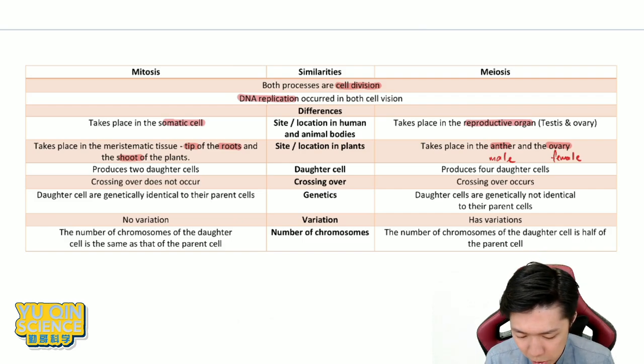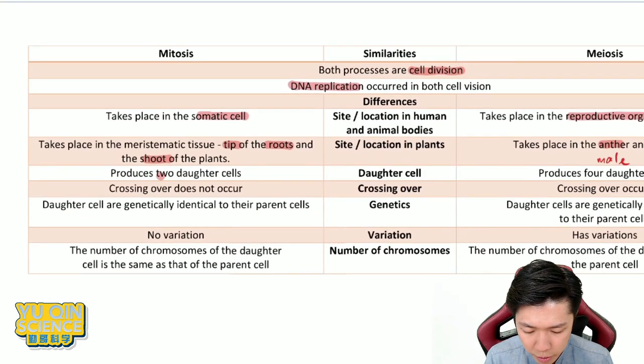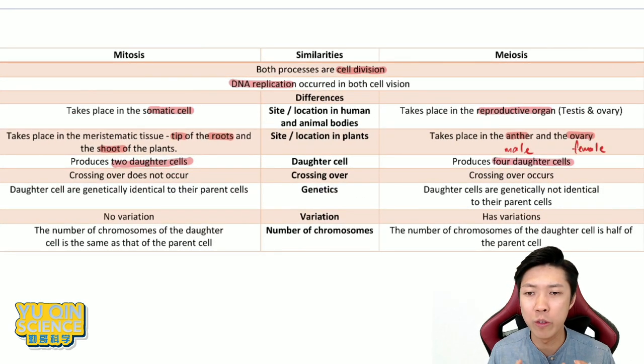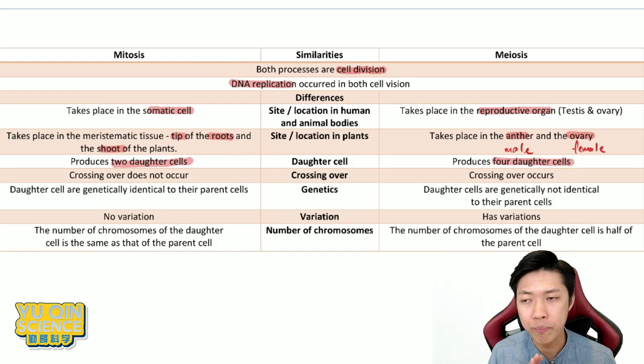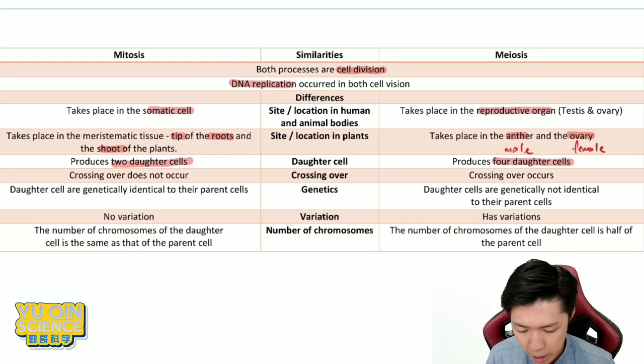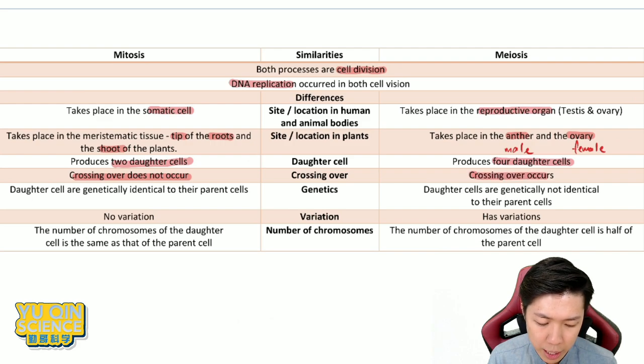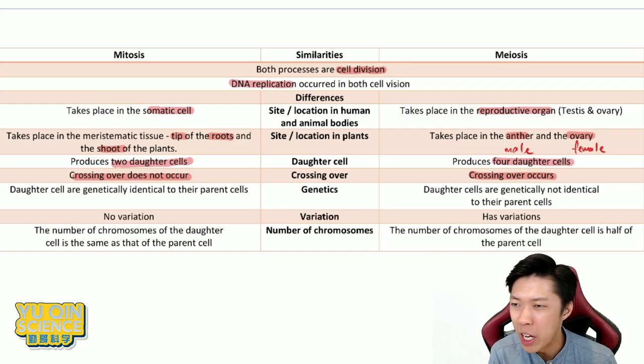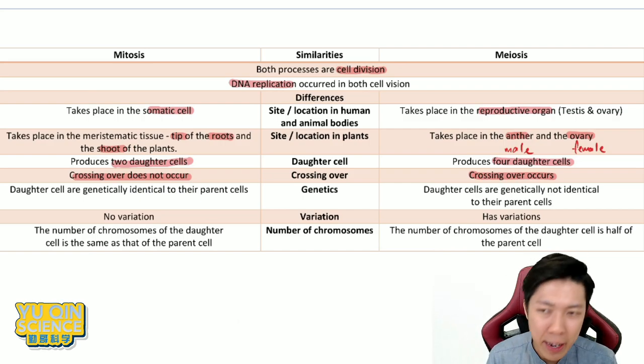All right, so next, also very important differences. 2 daughter cells are formed, 4 daughter cells are formed. Must remember, it is very important for you to differentiate mitosis and meiosis, okay? Crossing over does not occur in mitosis. Yeah, I don't want crossing over because I want a copy paste of my skin when I recover, when I grow. I want my own characteristics. I don't want newly shuffled characteristics, yeah?